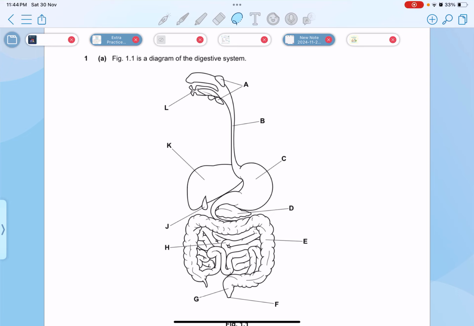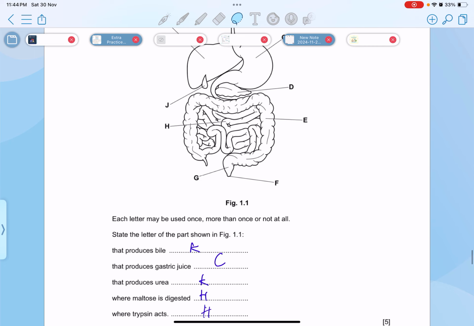Okay, here in question 1a, figure 1.1 is a diagram of the digestive system. Let's read the question first. Each letter may be used once, more than once, or not at all. So it's okay if you use the same letter twice. It's not like a penalty for you.